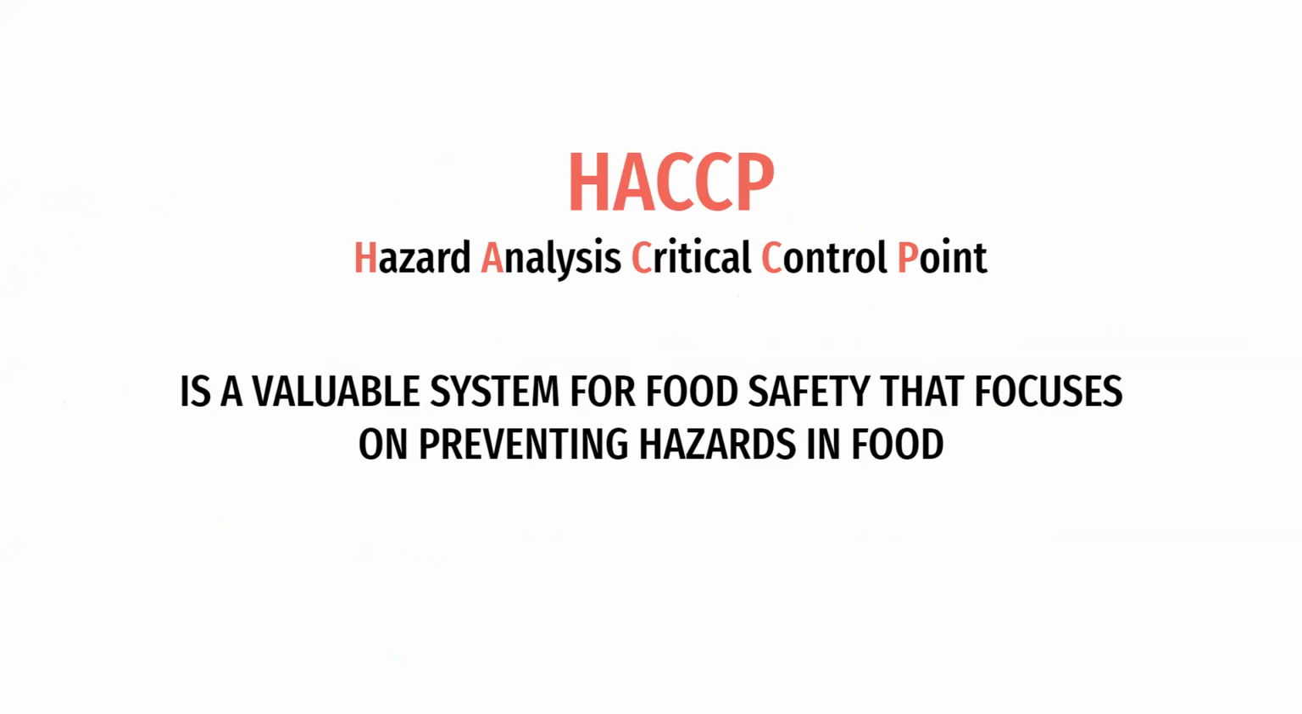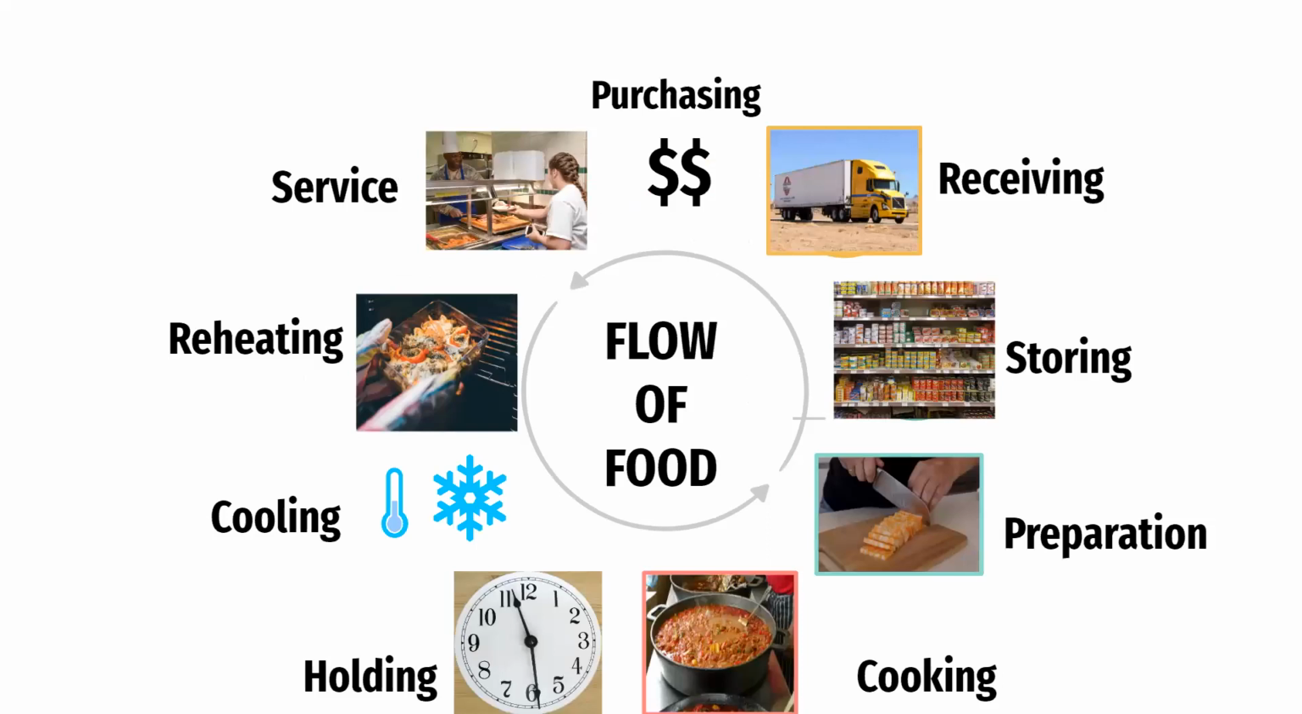We use HACCP. HACCP is a group of procedures and practices that prevent foodborne illness, ensuring that food is safe to eat. It does this by controlling risks and hazards throughout the flow of food. HACCP examines every step in the flow of food. Flow of food begins with receiving food, continues with storage, preparation, cooking, holding, and serving customers.